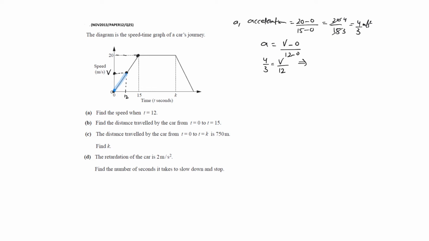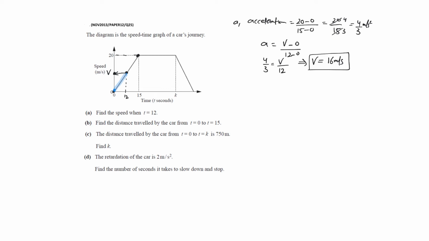And if you cross multiply, you can easily get the value of the velocity, which comes out to be 16 meter per second. So the value of the speed at time t equals to 12 is 16. Okay.